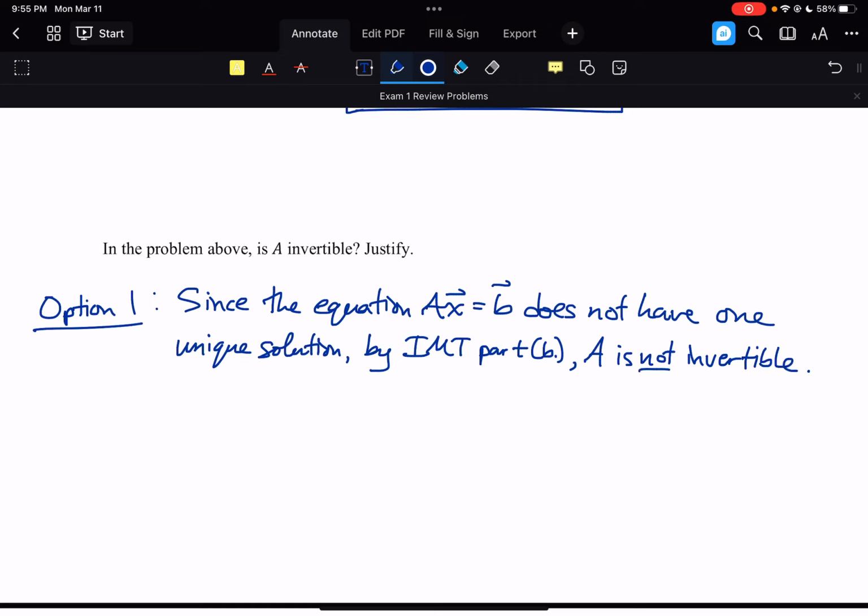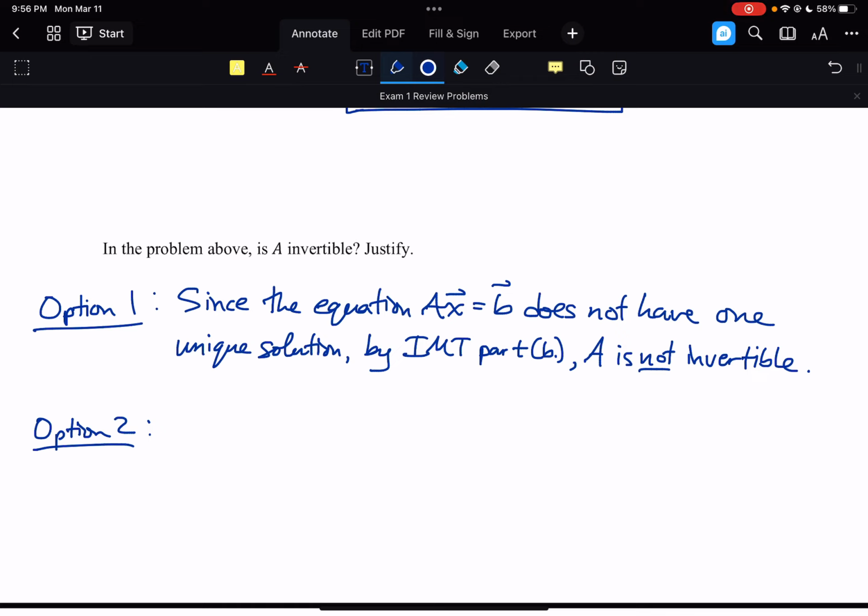So this is one of the equivalencies to a matrix being invertible, is that this system does need to have one unique solution, and we just finished showing that it had infinitely many. So that means that the matrix cannot be invertible.